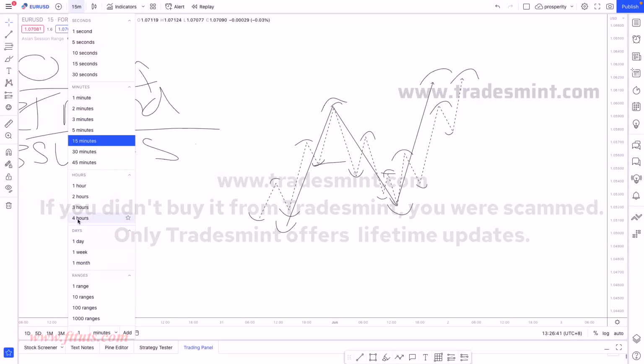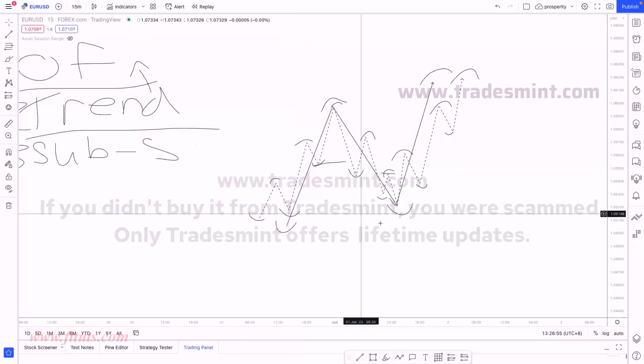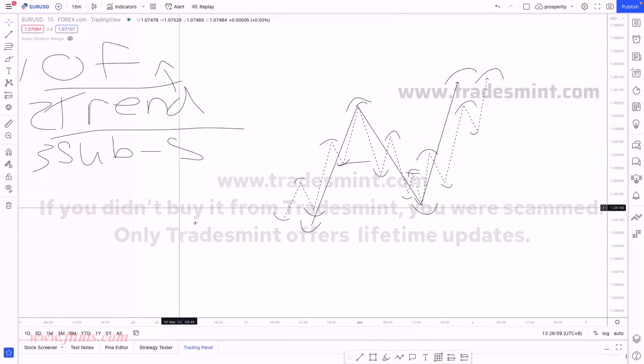But also they're relative to each other. The 4 hour is a fractal of the daily. The 1 hour is a fractal of the 4 hour. The 15 is the fractal of a 2 hour. A 1 is the fractal of a 15 minute. A 5 second is the fractal of a 3 minute, for example, right? It's all about fractals. And the 3 different structure pieces are exactly the same.